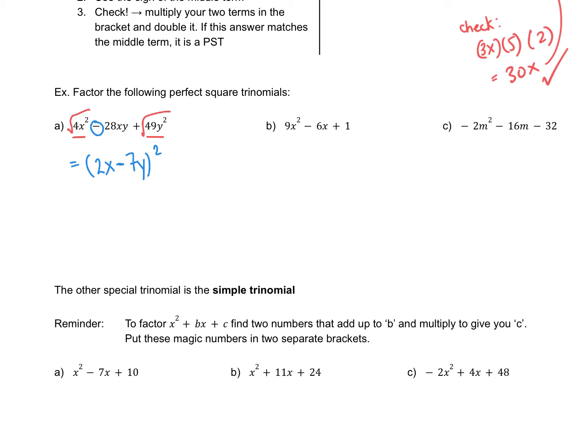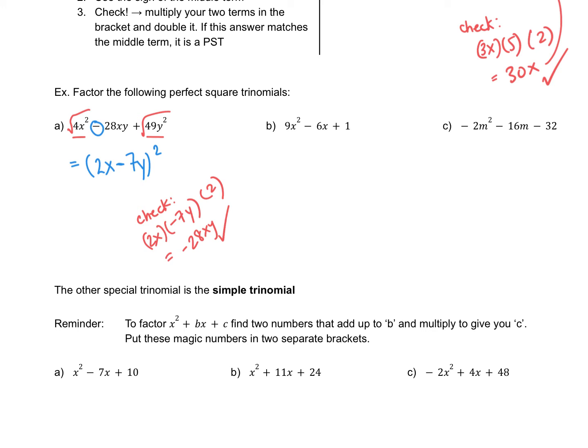And then I'm going to show a check, because what if this was a trick and it wasn't actually a perfect square trinomial? So when I do FOIL, I know at some point I'm going to multiply 2x and negative 7y. And because that term pops up 2 times, I times it by 2. So 2x times negative 7y is negative 14xy. And when we double it, negative 28xy. So yay. Okay, the next one.